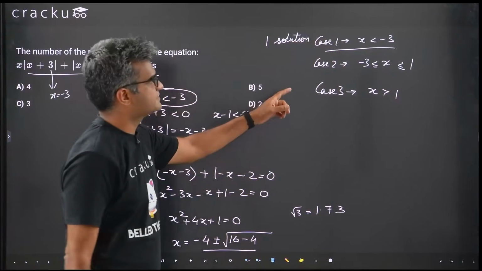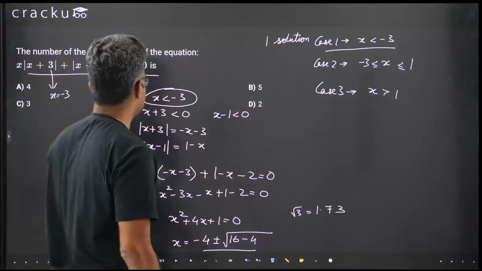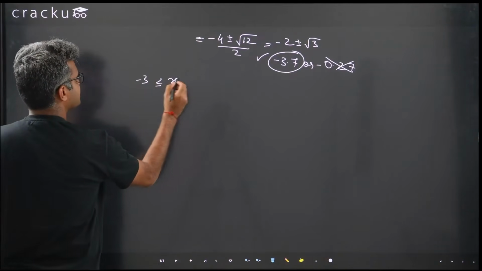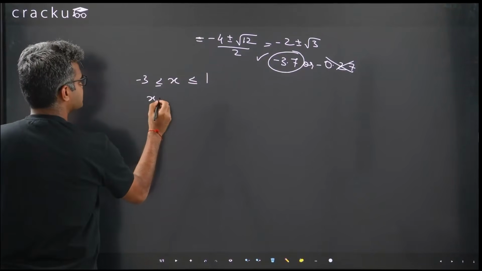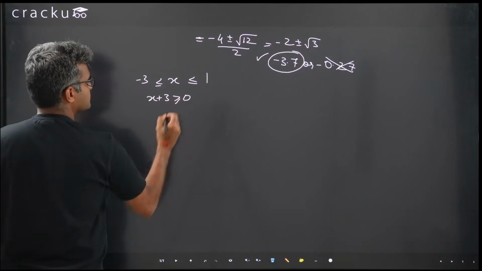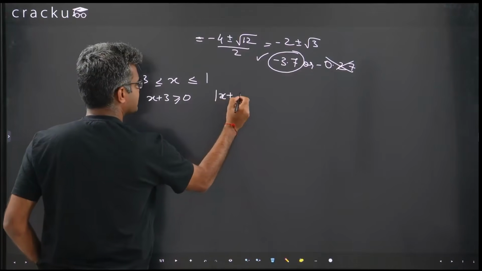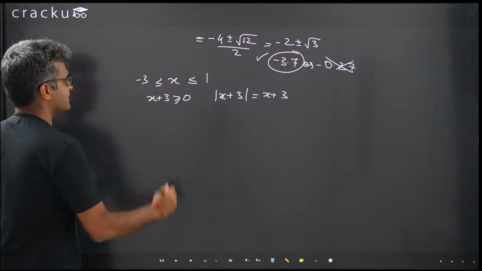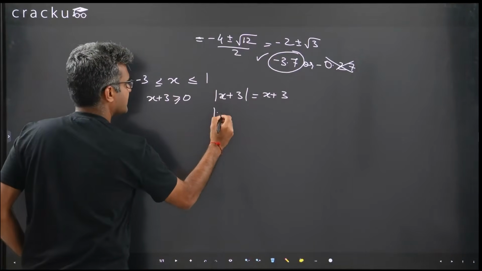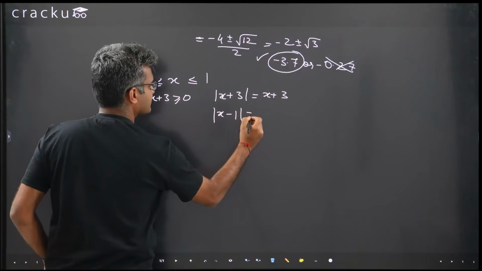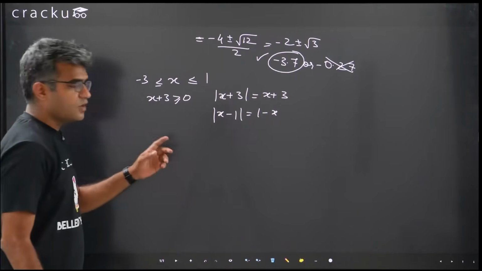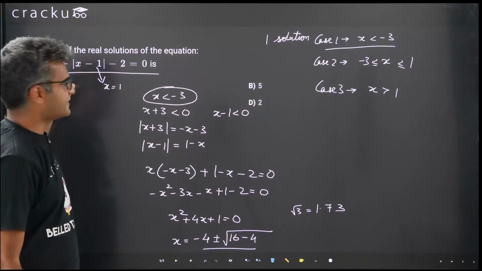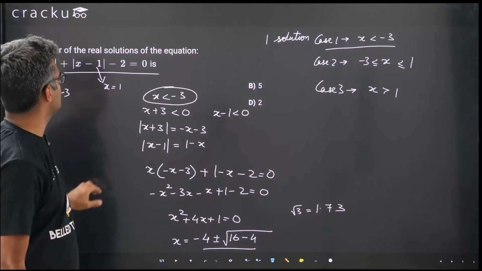What about the second case, where x lies between minus 3 and 1? If x lies between minus 3 and 1, x plus 3 will be greater than or equal to 0. So modulus of x plus 3 is equal to x plus 3. But because x is less than 1, modulus of x minus 1 will be equal to 1 minus x. So now how does the quadratic equation look like? The quadratic equation we have is x into modulus of x plus 3 plus modulus of x minus 1 minus 2 is equal to 0.